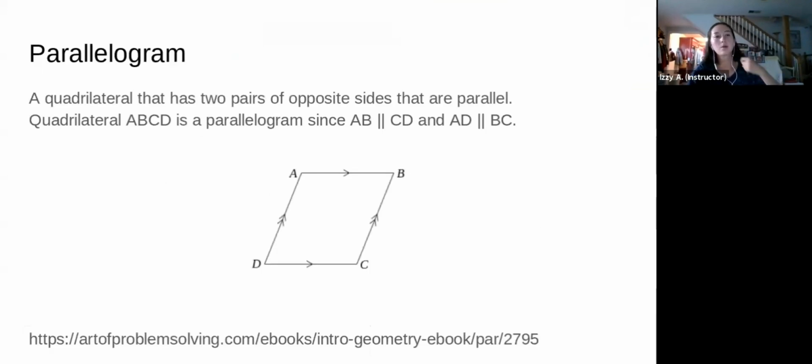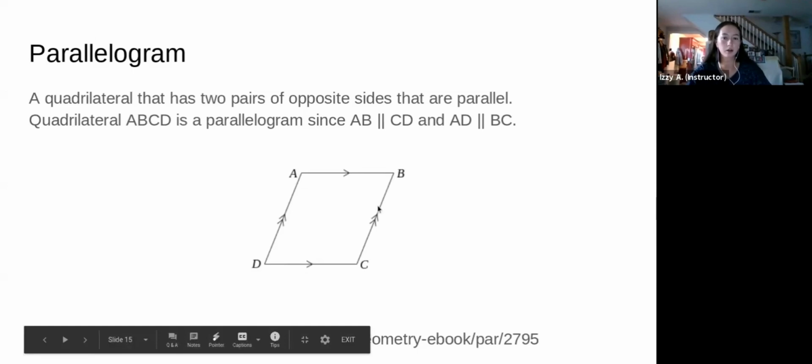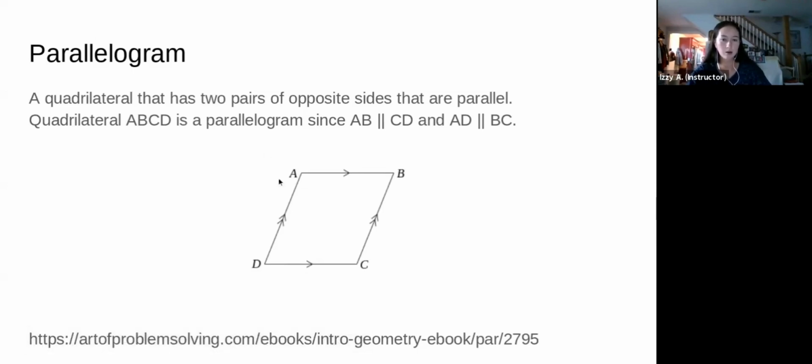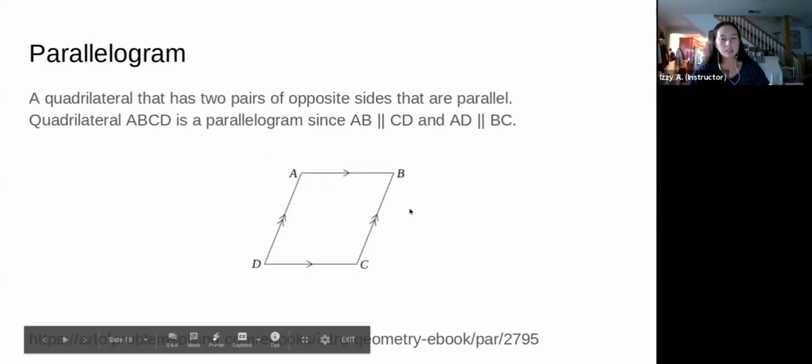A parallelogram is a quadrilateral that has two pairs of opposite sides that are parallel. So quadrilateral ABCD is a parallelogram since AB is parallel to CD and AD is parallel to BC. And notice how there are two different parallel marks that show that AB and CD are parallel, and then AD and BC are parallel.